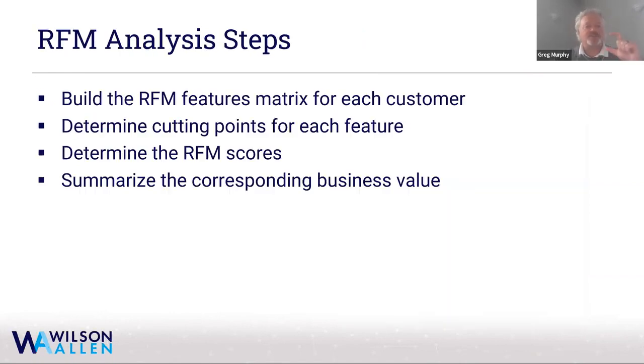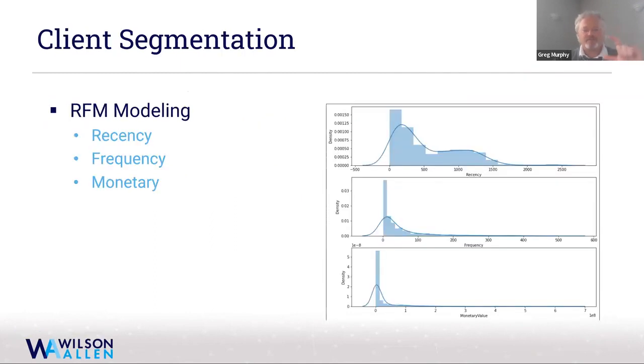Again, you can do that without machine learning. And then we can build from there. So we're going to build out the feature matrix and determine the cutting points for each feature. We're going to bin our features into a segment essentially for each feature, decide what the scores will be, what the weightings will be, and communicate the business value of that data.